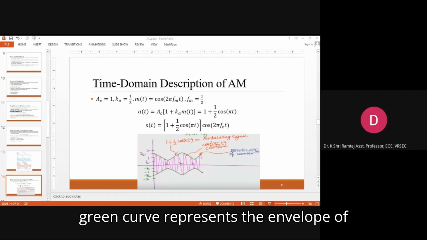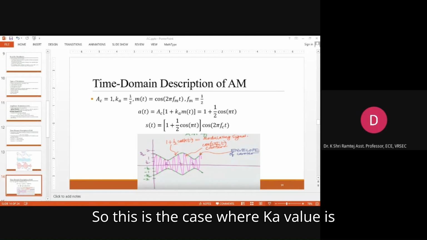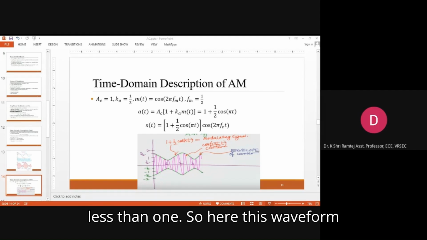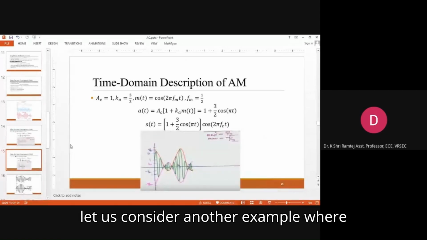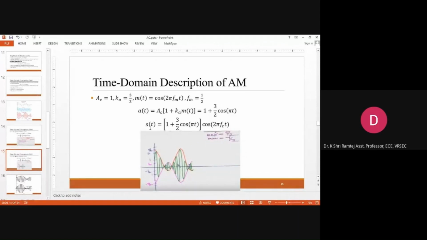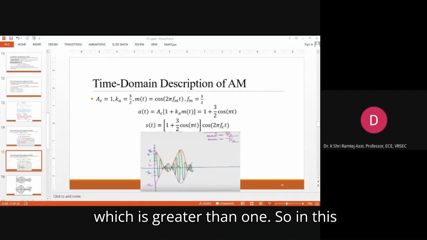This green curve represents the envelope of the carrier, which is 1 plus 1/2 cos(πt). This is the case where the Ka value is less than 1, so there is no problem in this waveform. Now let us consider another example where the Ka value is greater than 1. In this case, we have taken Ka equal to 3/2, which is greater than 1.